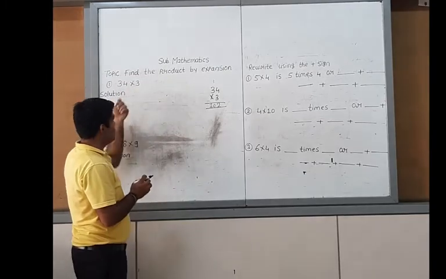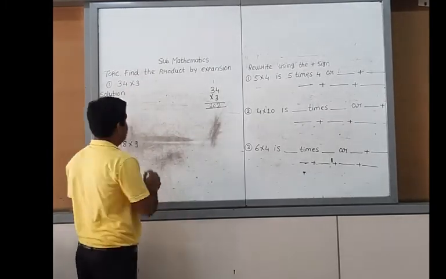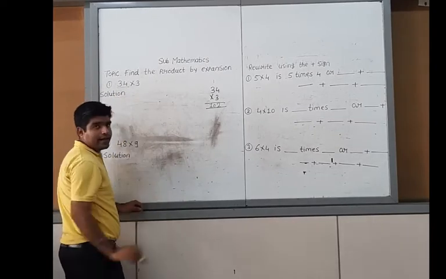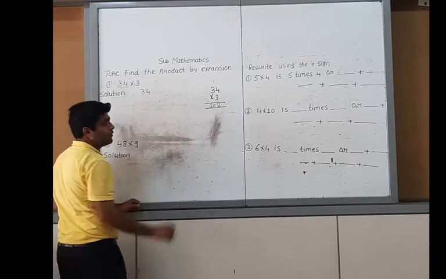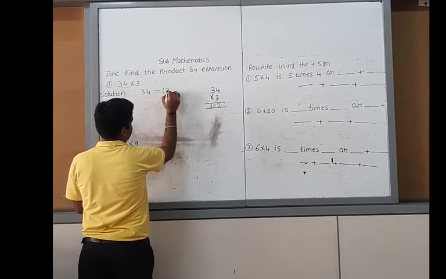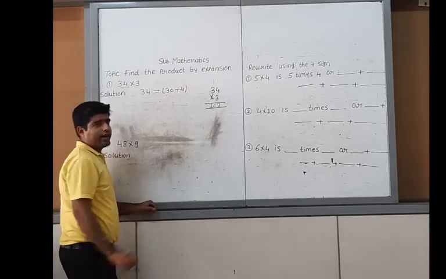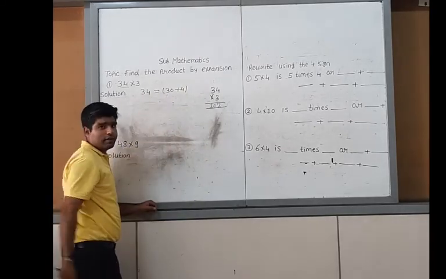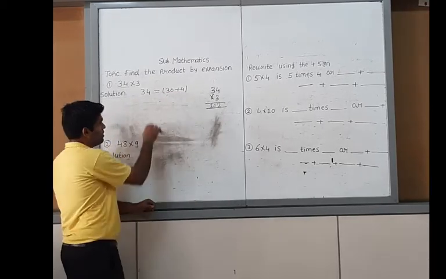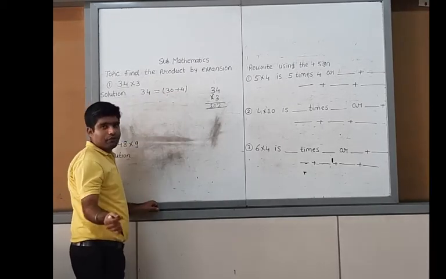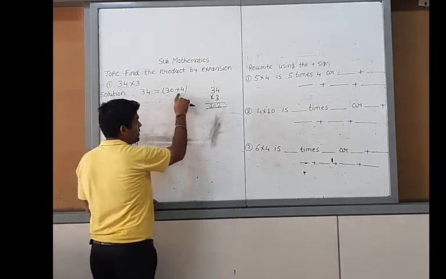Okay, 34 multiplied by 3. Now listen here. First of all, the 34 you can also write down as 30 plus 4. I will write here 34, represented by 30 plus 4. Why? Because 30 plus 4 is 34. Okay, now this is 34, you can write it as 30 plus 4.